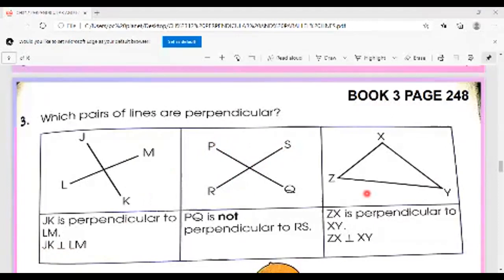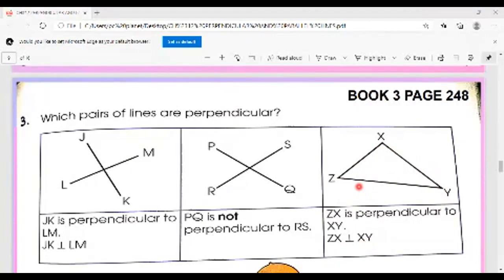Okay, for the third, the figure name is XYZ. The teacher is saying that ZX is perpendicular to XY. Everyone put your scale, or even the square one, that triangle one that I showed you. So kindly adjust it with this line. So you will see that they are perfectly at a right angle. And so these two lines are perpendicular to each other. This is a question that is already solved in your book.